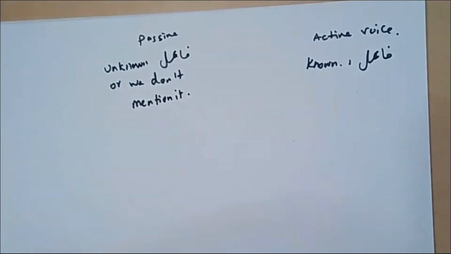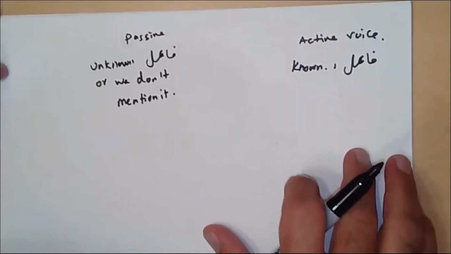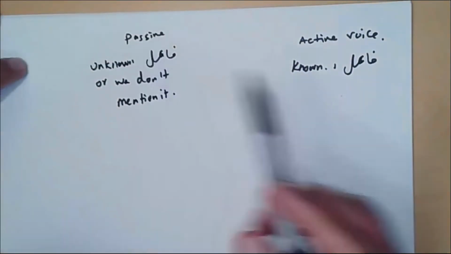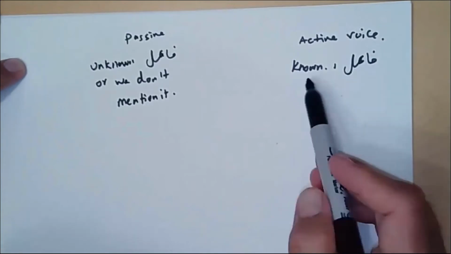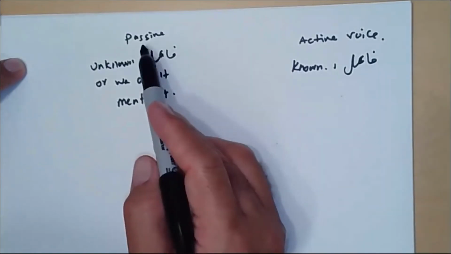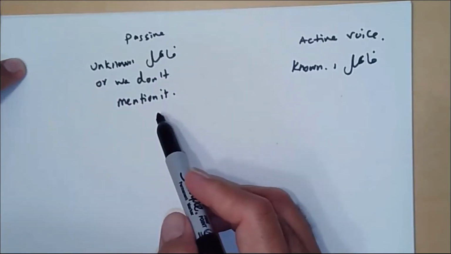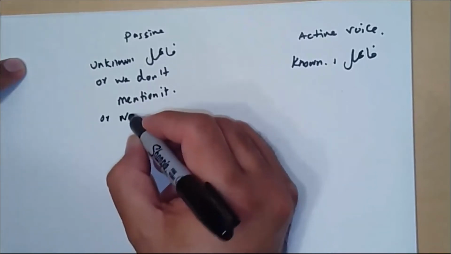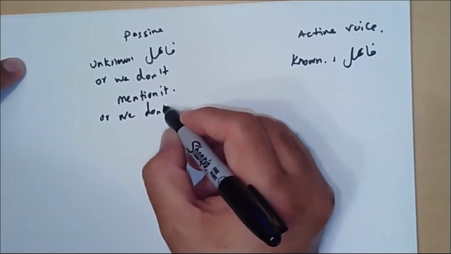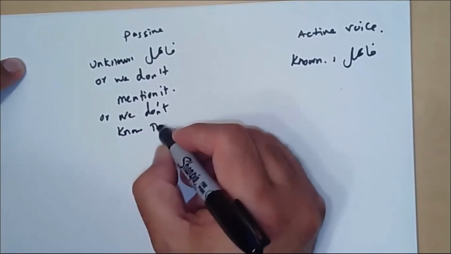Making sense? The difference between active voice and passive voice is that in the active voice, the fa'il is known, and in the passive voice, the fa'il is unknown, or we don't mention it. Or we don't know the fa'il.